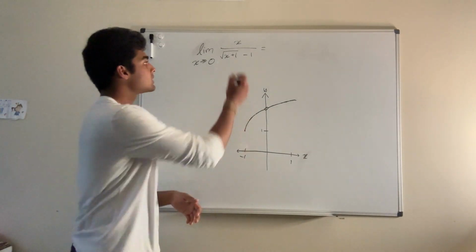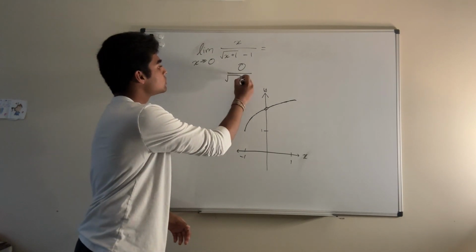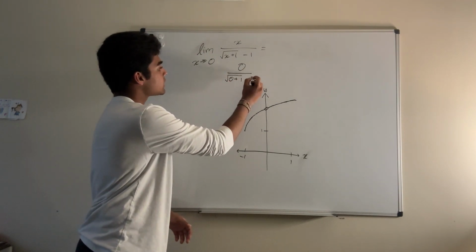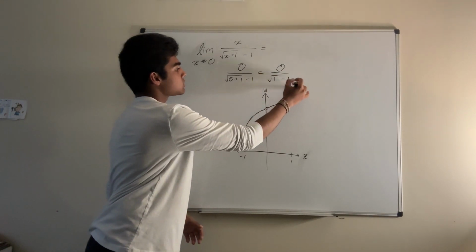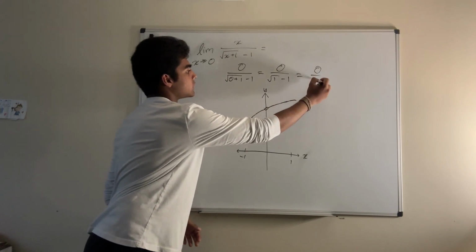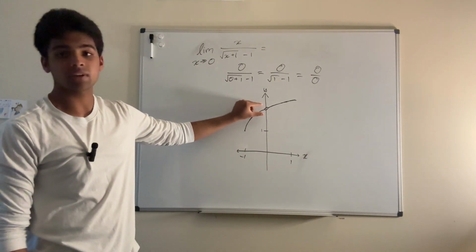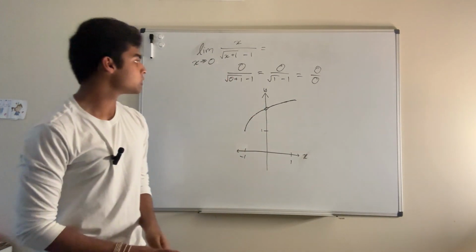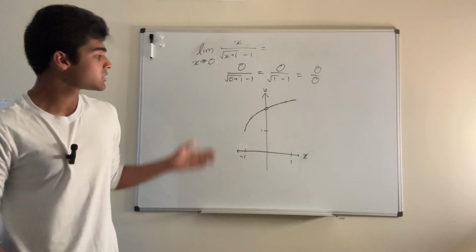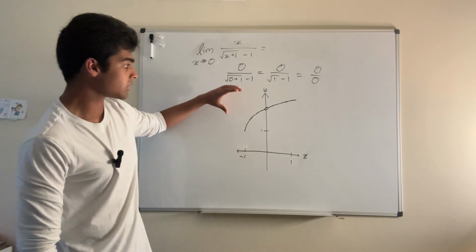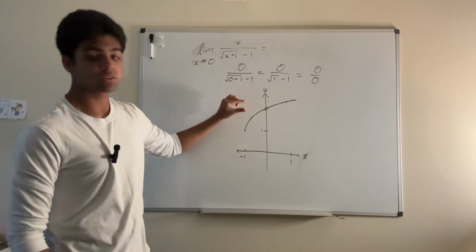And this is, again, because if we plug in 0 into this function, we get 0 over root 0 plus 1 minus 1, which equals 0 over root 1 minus 1, which is just 0 over 0. So that is an undefined value, so this is why we have a hole in the graph at that value. So to find this limit graphically, we can just see where the graph seems to be approaching from both the right and the left as we get closer and closer to 0.